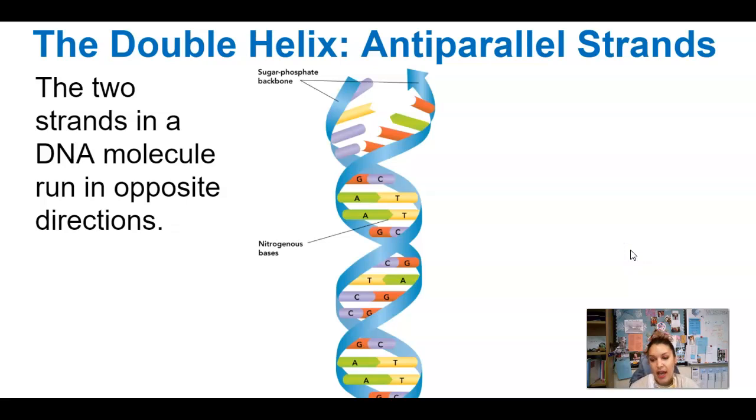So this is what an actual DNA double helix will look like, and they have anti-parallel strands. All that means is that the opposite base will be on the other side of the string, and they run in opposite directions. Okay, so the two strands in the DNA run in opposite directions. This blue part is representing your phosphate sugar backbone here. Phosphate sugar, phosphate sugar, phosphate sugar in between each of these nitrogenous base pairs. Okay.